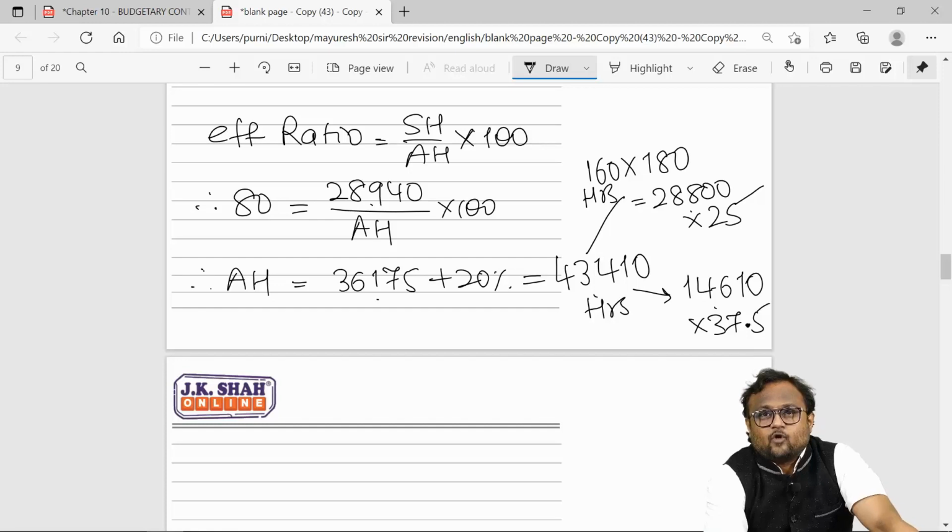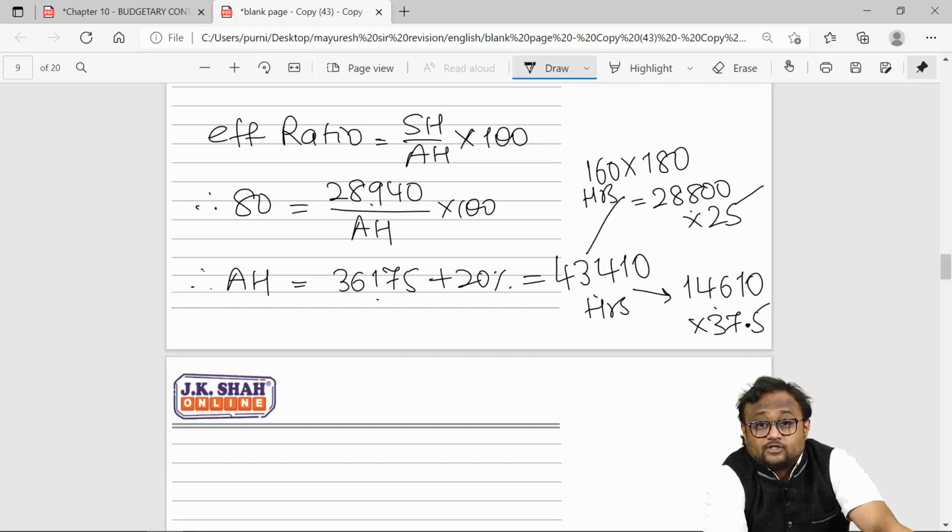Each worker can work for 40 hours in a week. So for a 4 weeks budget period, each worker can work for 160 hours. I have 180 workers, so total 28,800 hours will be paid at a normal rate.